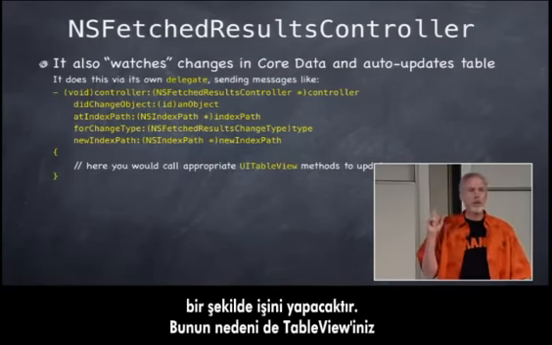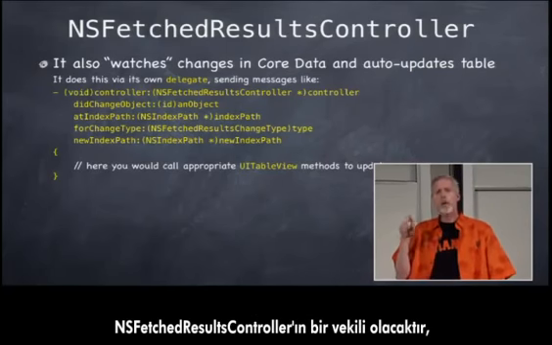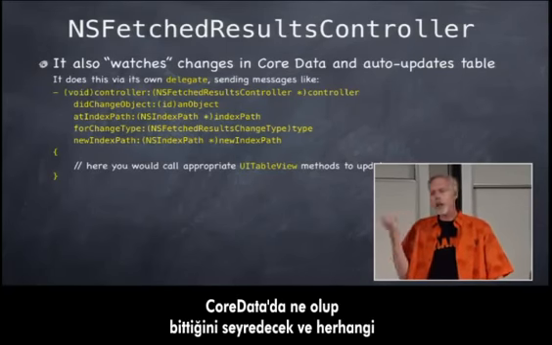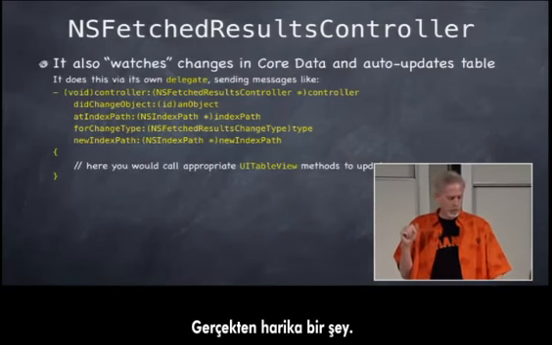And that's because your table view is going to be the delegate of the NS fetch results controller, and it's watching what's happening in core data, and anytime something changes, it updates any table view that is depending on that. It's really quite remarkable.